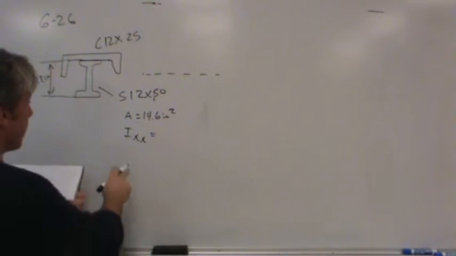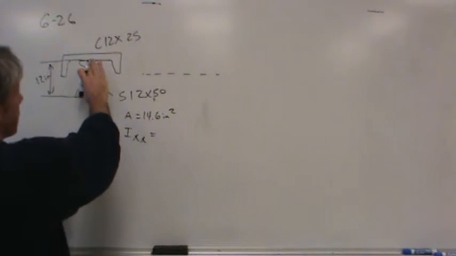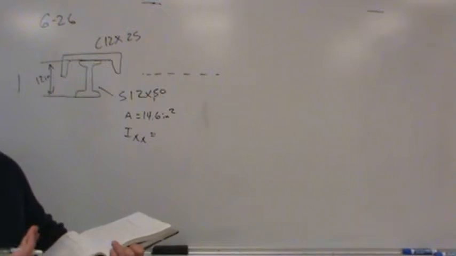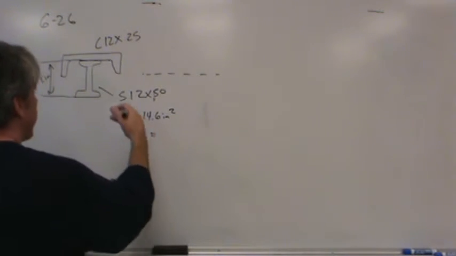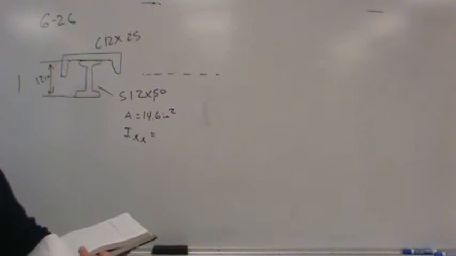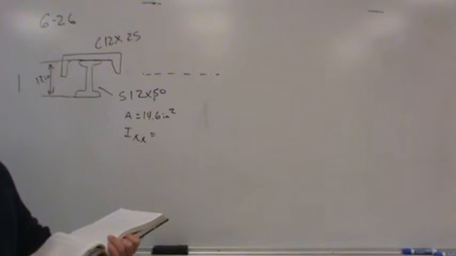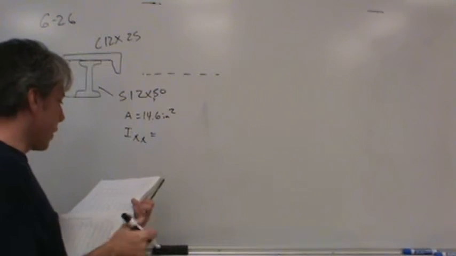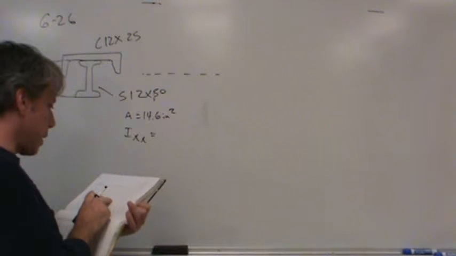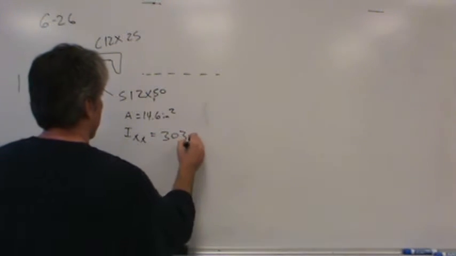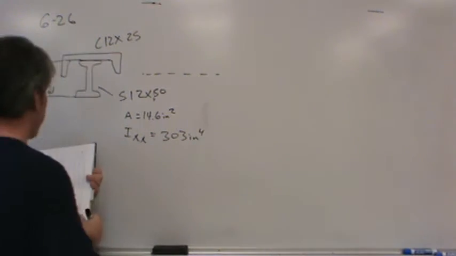Now understand, this will not give me the area moment of inertia of the I-beam about the centroid of the combined shape, but I can use the parallel axis theorem to move that axis to wherever the centroid is located. Am I confusing anybody? Clear? Have you done all this in other classes? No? Okay. You guys are doing well then. I'm proud of you. All right, so I, we've got 303 inches to the 4th power.